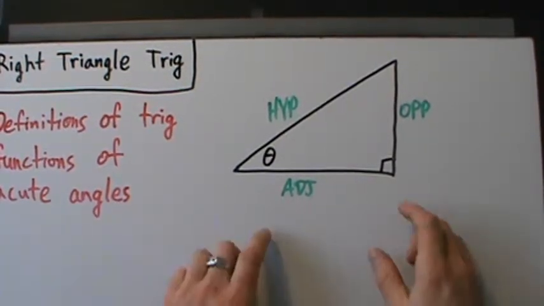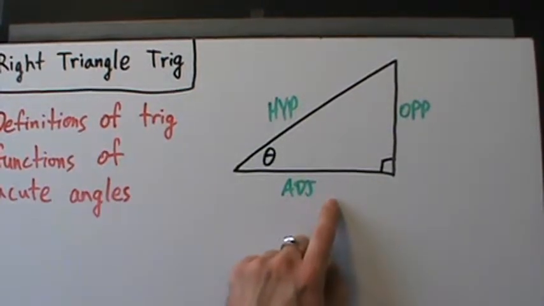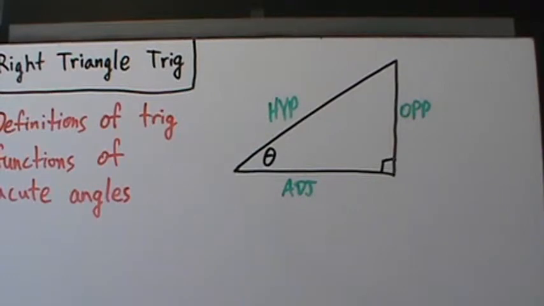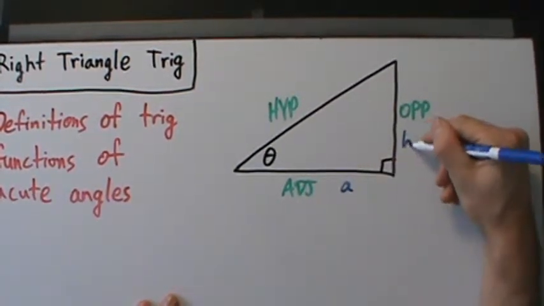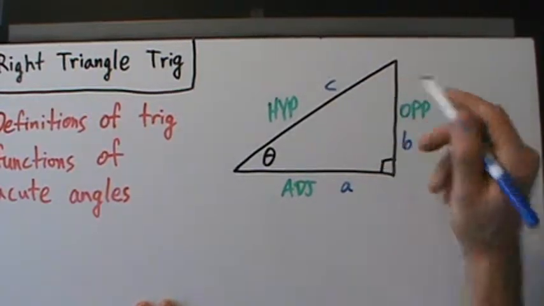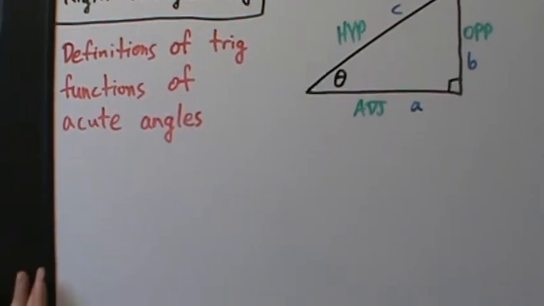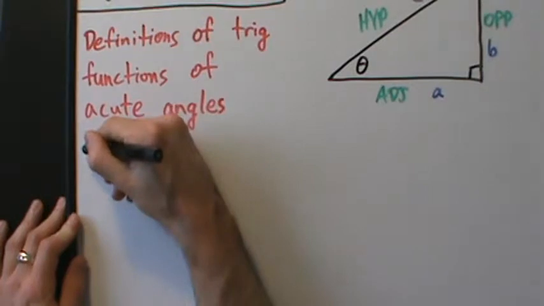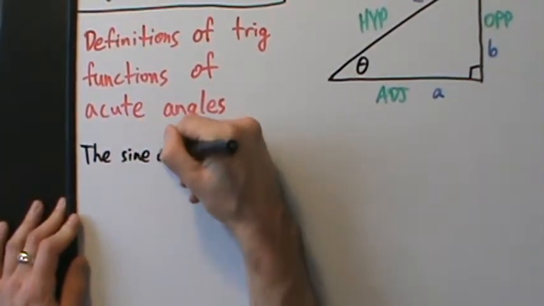So as long as you have a right triangle with theta over here, this is always the opposite side, this is always the adjacent side, and this is always the hypotenuse, as long as theta is over here. Okay. But for this particular triangle, and to make things simpler for us, let's call this A, and this B, and this C. Okay. So now let's go ahead and define these trig functions. We're going to talk about these six trig functions here, and the first one we're going to talk about is the sine of theta.